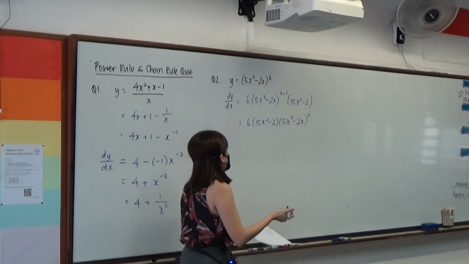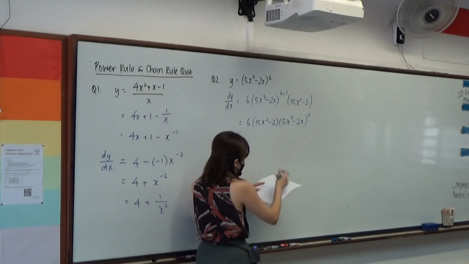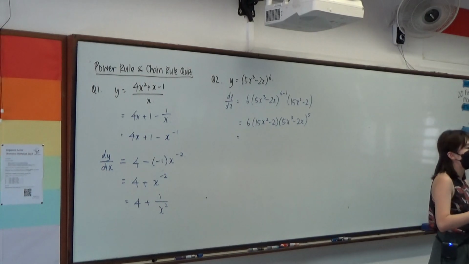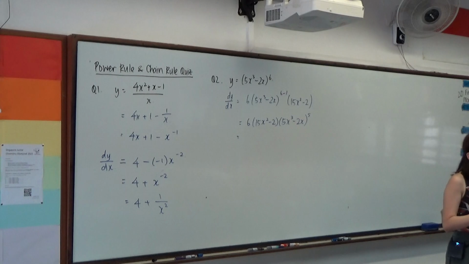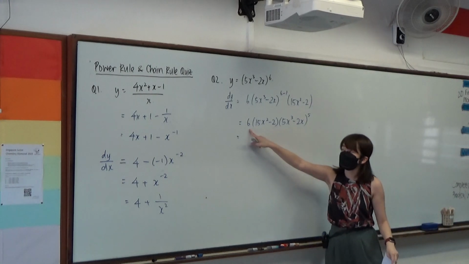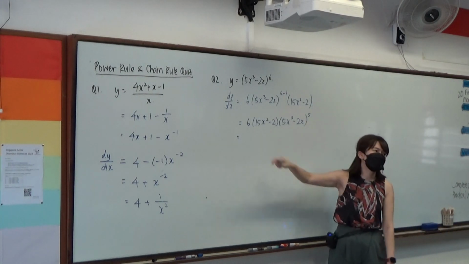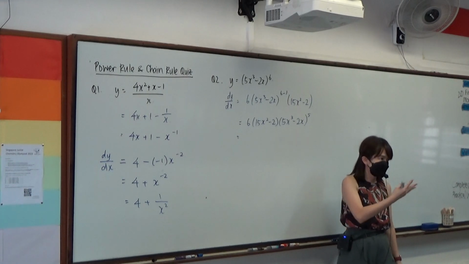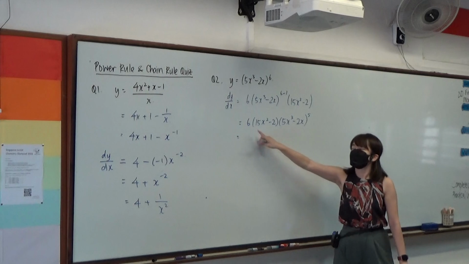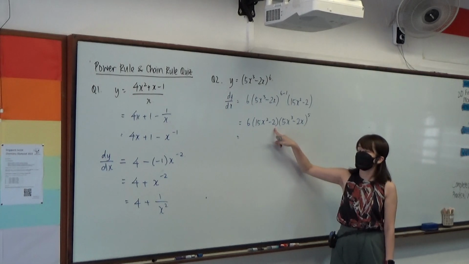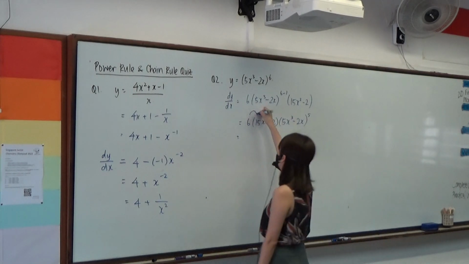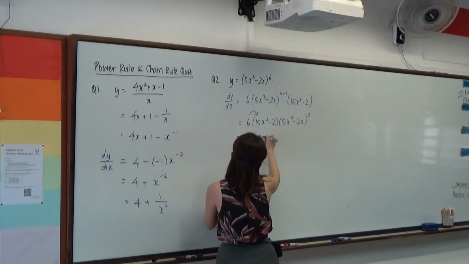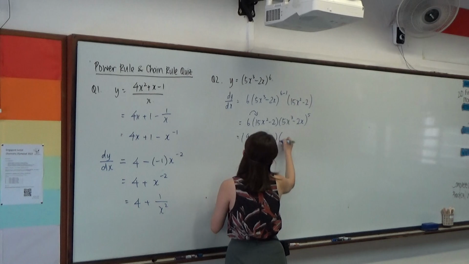Or you may also want to bring the 6 in. This is the part where some of you do extra stuff and then you lose the mark. 6 times this thing. Josh and Joshua, may you please stop talking. Pay attention to the front please. This 6 times 15x squared minus 2, you can bring it in, and then you will be able to get 90x squared minus only 12.